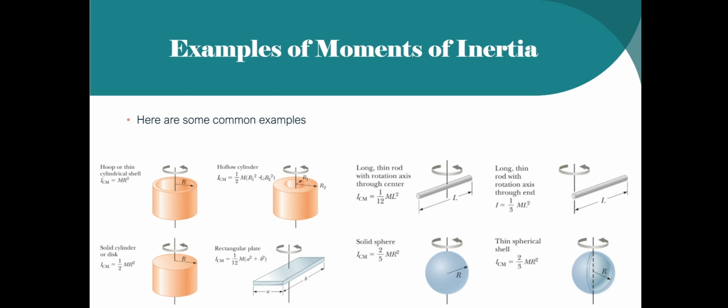Rectangular plane kind of works the same way as the hollow cylinder, except for here we have 1/12. So whenever I'm dealing with these, I always like to look at it like a ruler, because you have the 12 inches. So it's 1/12 the total mass, and then you have a squared plus b squared. So similar to the r1 squared plus r2 squared, you'll have the width a squared plus the length b squared.